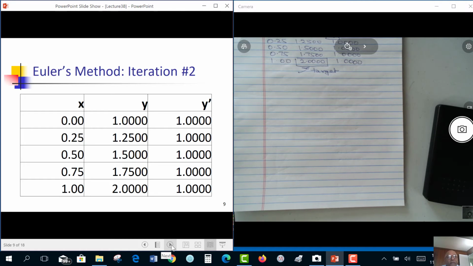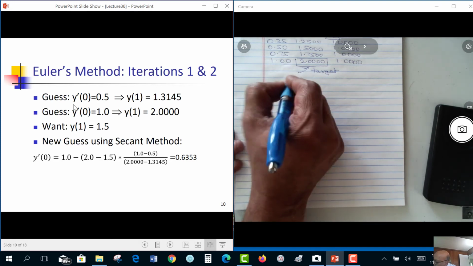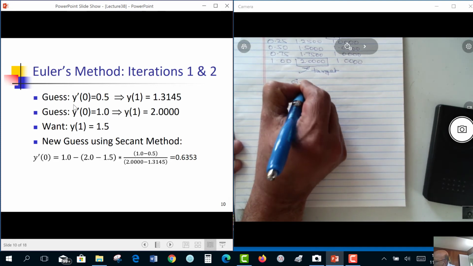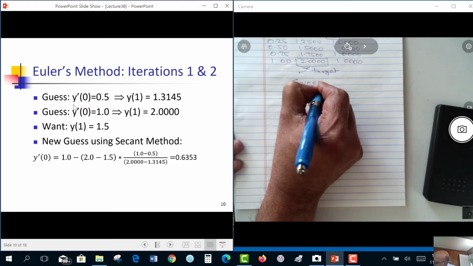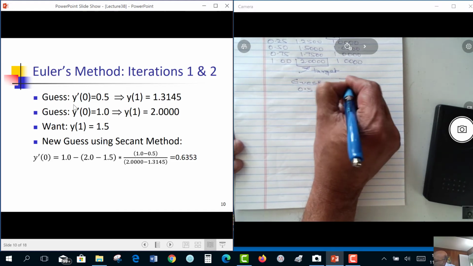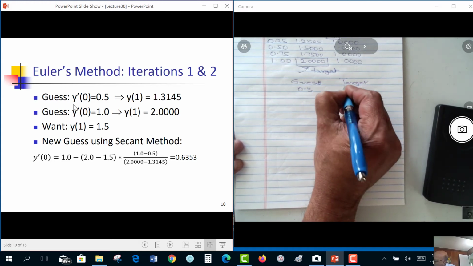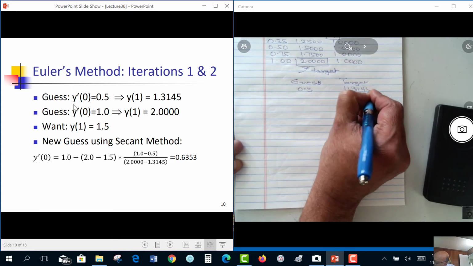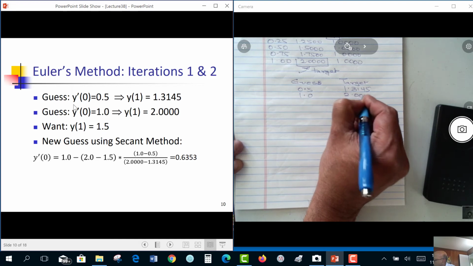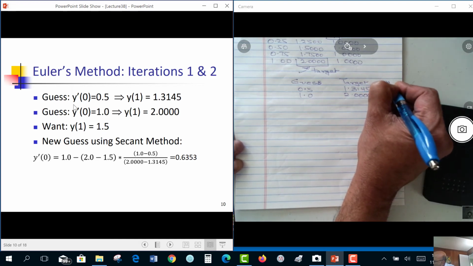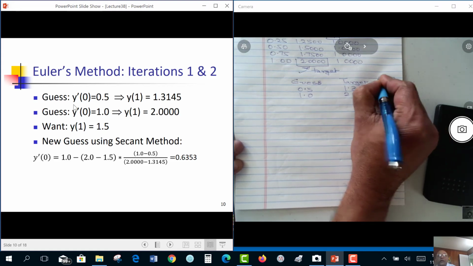So let's summarize. When we had a guess of 0.5, we hit our target at 1.3145. Then we used 1.0, we hit 2.00, and we want to hit at 1.5. That's our goal.